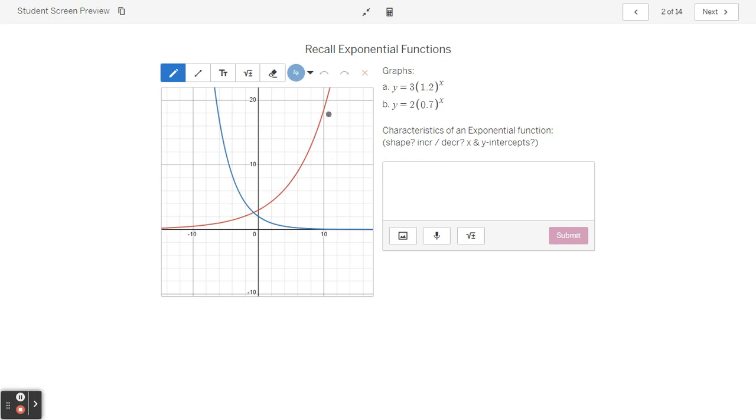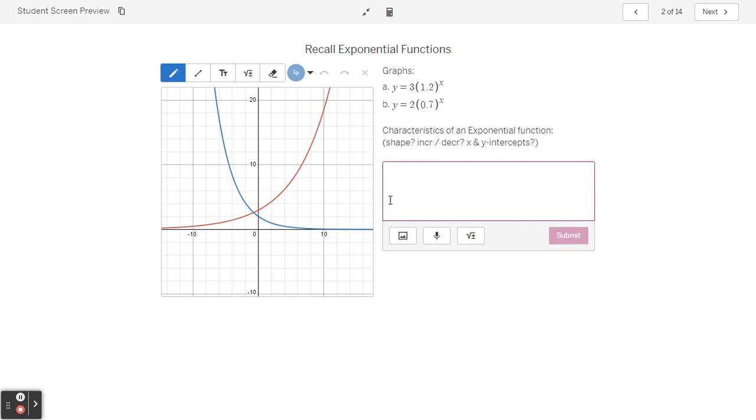This is represented by our red curve. You'll notice that as it's increasing, it increases very fast, and as it's decreasing, it gets smaller and smaller, but it will never touch the x-axis. On the other hand, we have the blue graph, y is equal to 2 times 0.7 to the power x. The graph is getting small very quickly, and once again, it also does not touch the x-intercept.